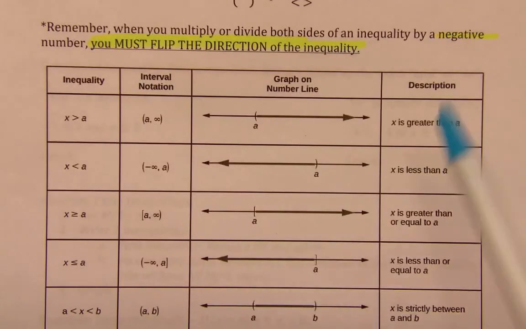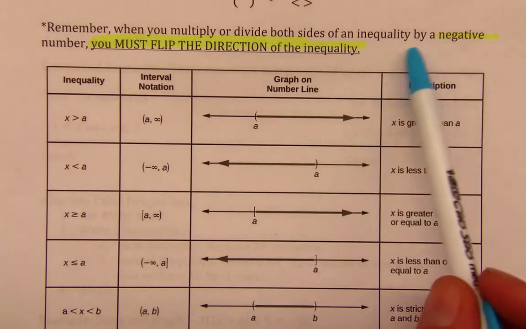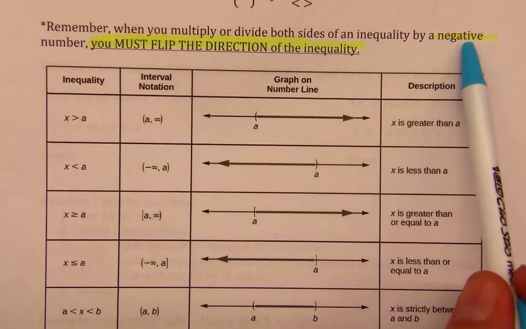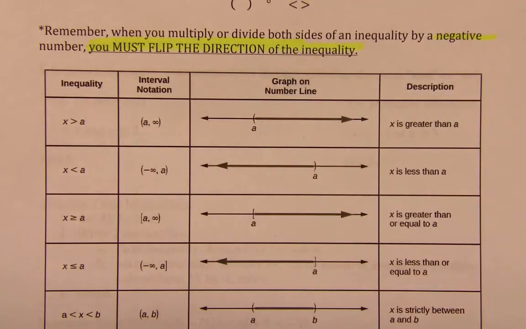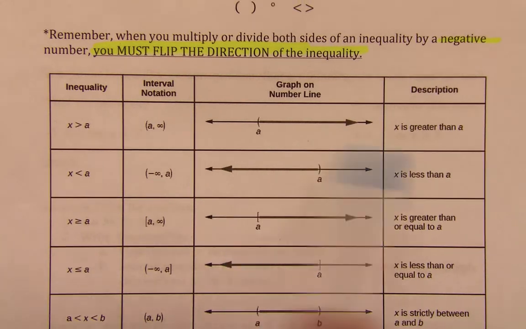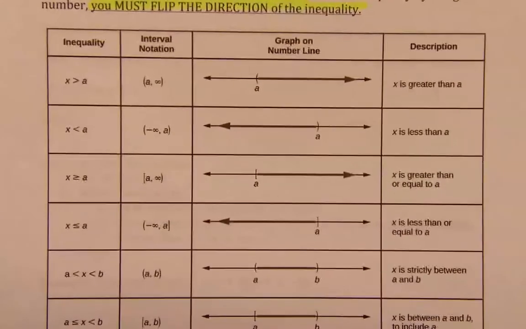Before we get to the chart though, just a reminder, if you multiply or divide by a negative with an inequality, you must flip the direction of the inequality. Even some of my best students every year make this mistake and forget to do that. So just remember that you've always got to flip the direction of the inequality if you multiply or divide by a negative. Now this chart here gives us a lot of good information.